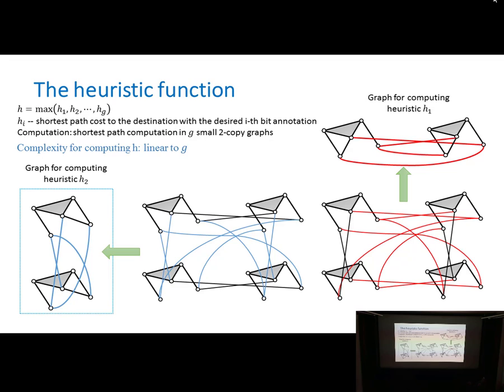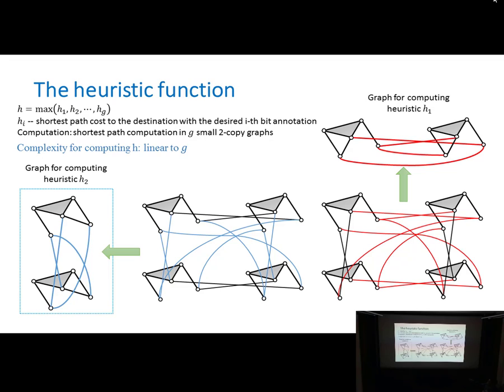So when we actually try to get from the source to the destination copy, we are trying to guarantee the thing to be correct on all bits of the annotation when we sum up the edge annotations. But in one particular heuristic function, we say, okay, I don't care about other bits. I only say this particular bit you have to be correct. And so I'm going to end up with a smaller graph that only has 2 copies. Okay, and if you look at this, it's really the projection of the original graph onto one direction.